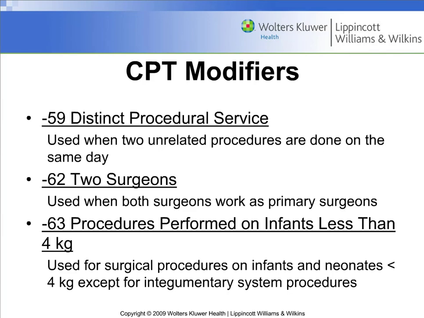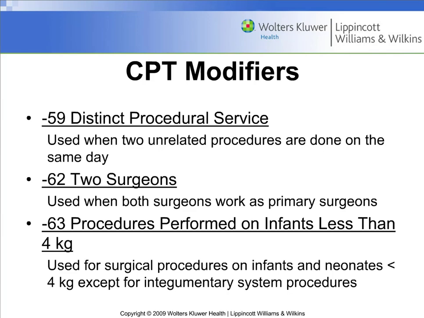Modifier 62 is when two surgeons both work as primary surgeons. An example would be a neurosurgeon and orthopedic surgeon work together to perform separate parts of a surgical laminectomy with sections of spinal accessory nerves. So the code would be 63192-62.